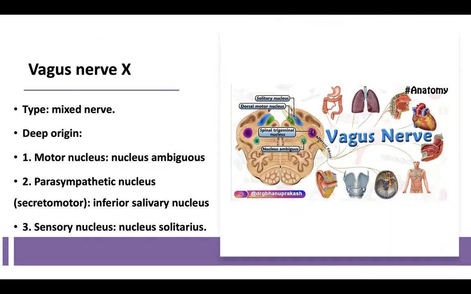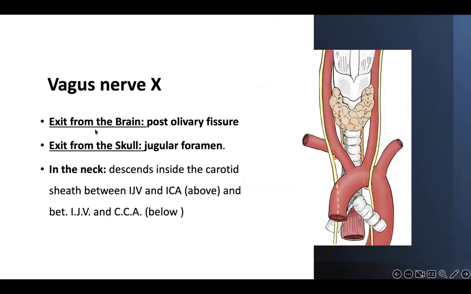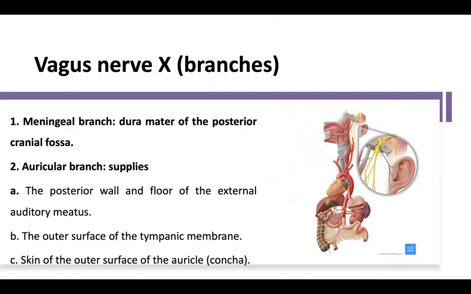The vagus nerve is the same, nucleus ambiguus the same, solitarius the same, but here there is a mistake: it is not the inferior salivatory nucleus, it will be the dorsal motor nucleus of vagus. Dorsal motor nucleus of vagus. And it supplies the solitarius, the sensory nucleus. It also descends from the posterior fossa in the carotid sheath between the internal carotid, the internal jugular, and the common carotid, and enters the thorax.